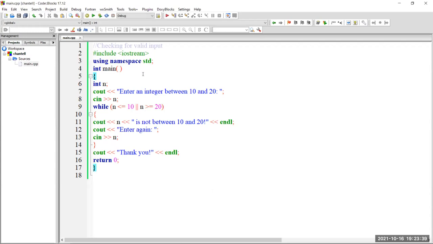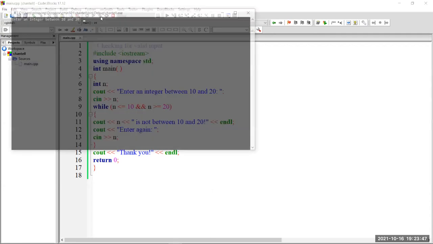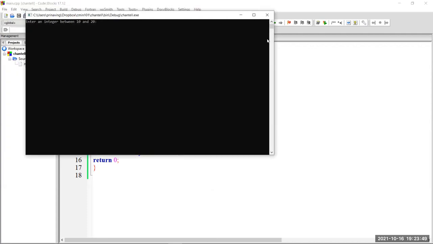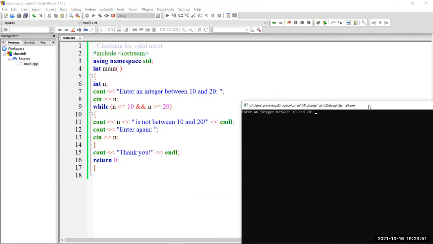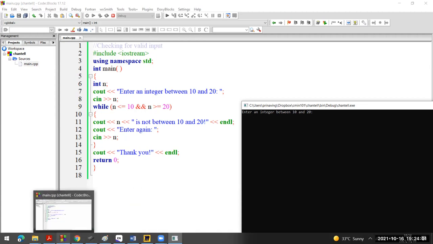Okay, so now let me go and change this. From the OR, I'm going to make it an AND, and let me run this program. Is it going to work? It says enter an integer between 10 and 20. So this time I enter a number like... I forgot one more thing. What did I need to put in? Sorry, let me go and change it now.